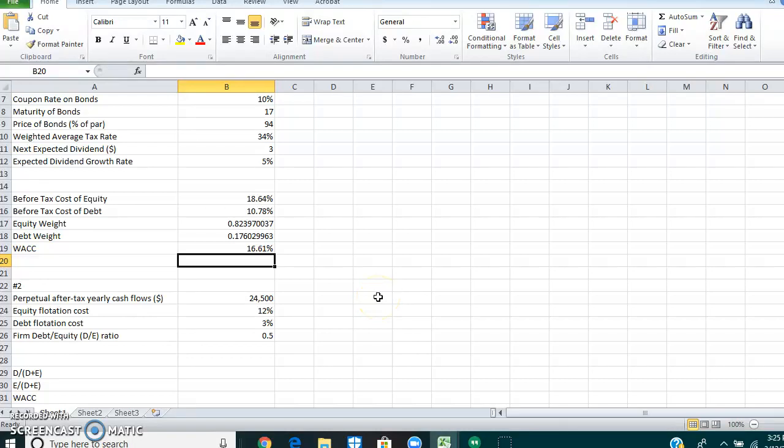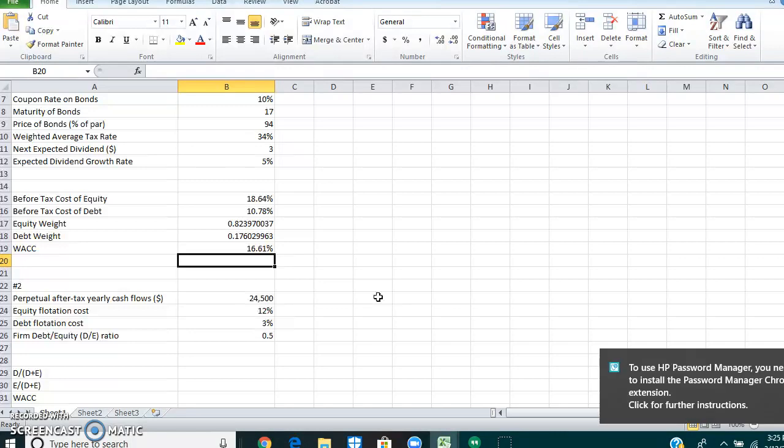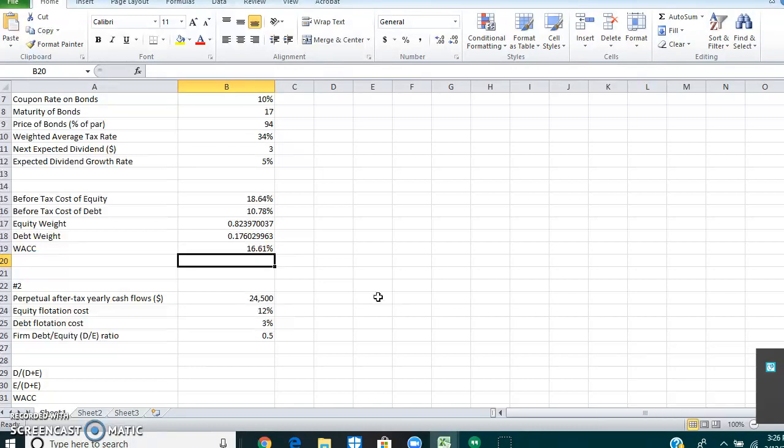Scott with the second of two, Chapter 11, Excel simulation video demonstrations. I did the first problem in video 1, and now I will do the second of two problems with the same aim. We're still finding the weighted average cost of capital, but we have different information this time, so we're going to be finding it in a different way.